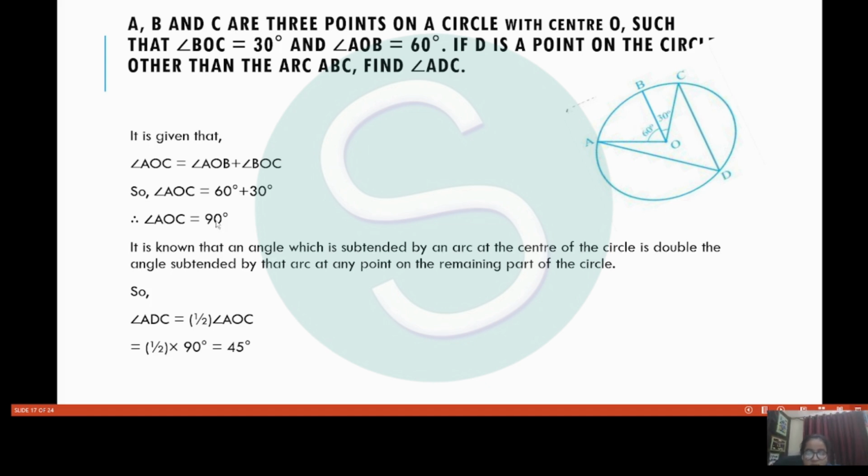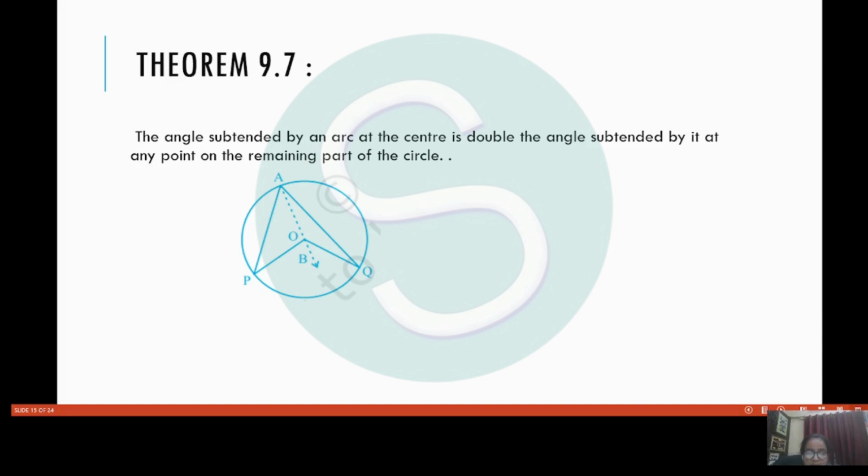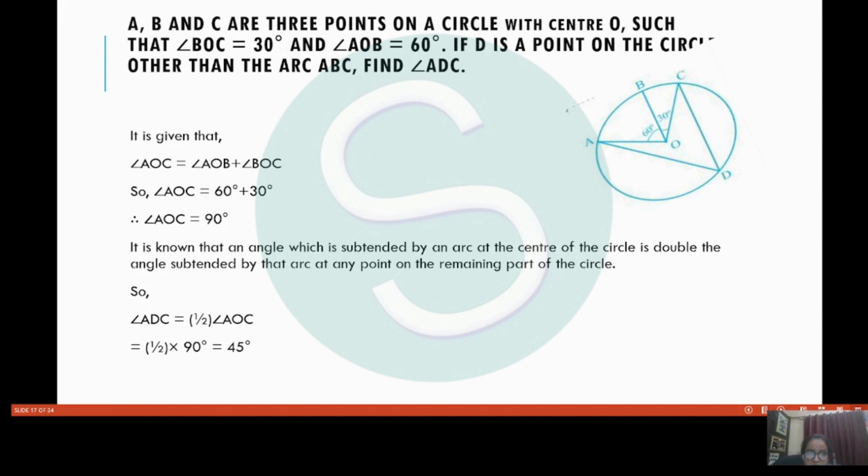We have learned the theorem here that the angle subtended by an arc at the center is double the angle subtended by it at any point on the remaining part of the circle. By using that theorem, we can say ABC will be half of the angle which is subtended at the center. So ABC is half of AOC. The AOC value is 90 degrees, so the ABC value will be half of 90 degrees, that is 45 degrees.